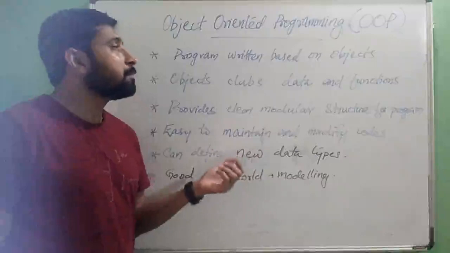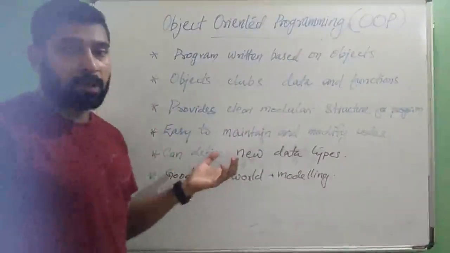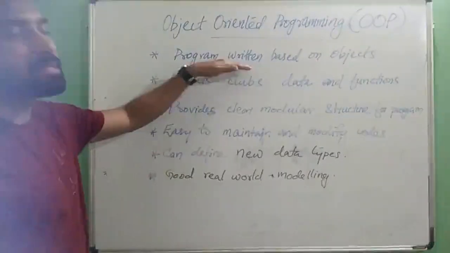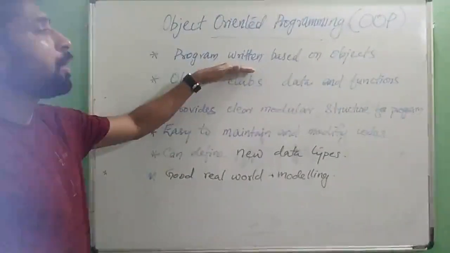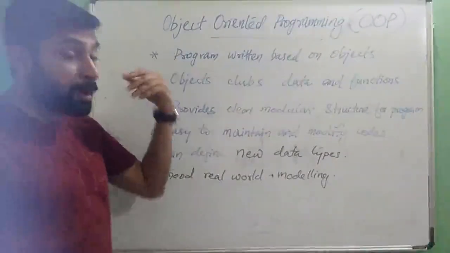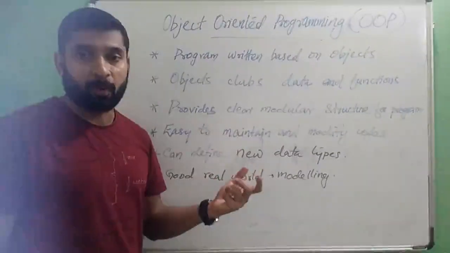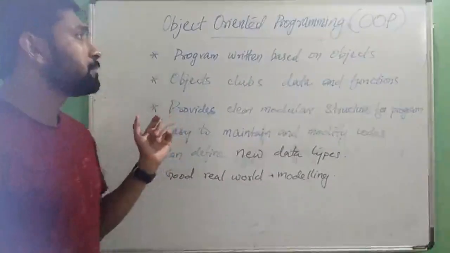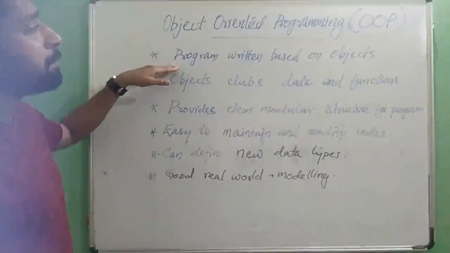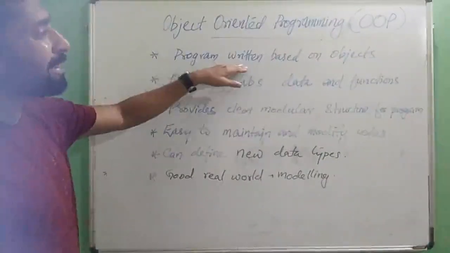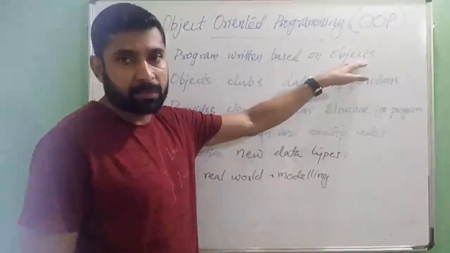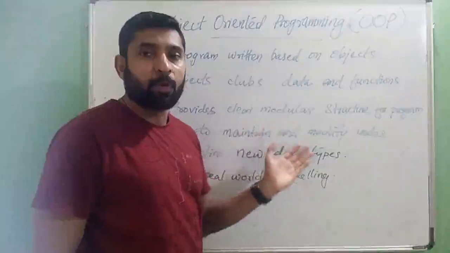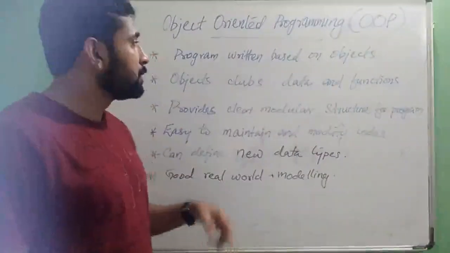This is the programming methodology we are using nowadays. Its features, or the advantages of object oriented programming over procedure oriented programming, are: programs are written based on objects. This is the main difference between POP and OOP.